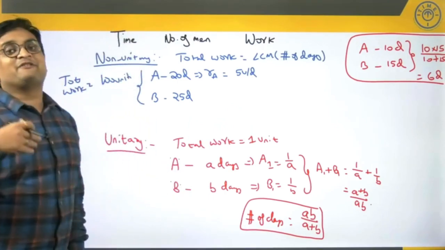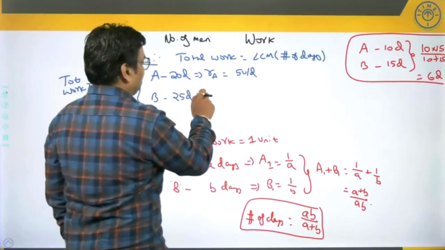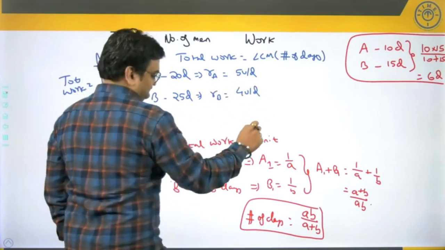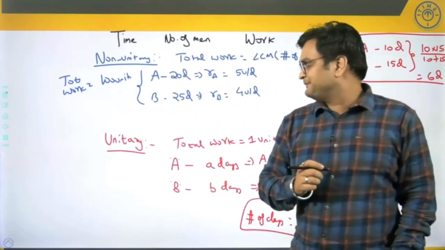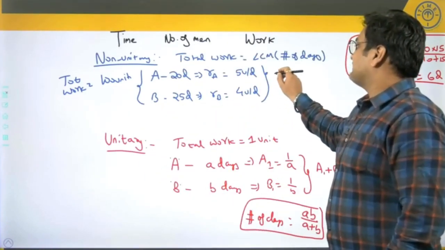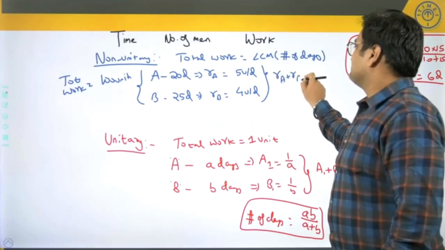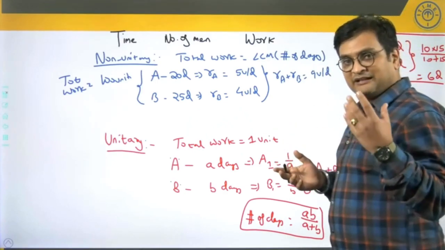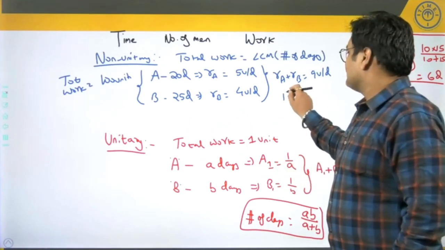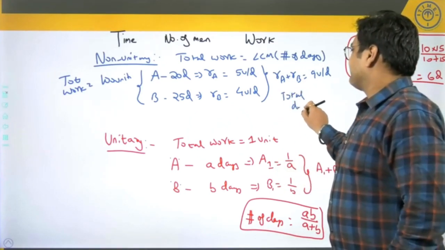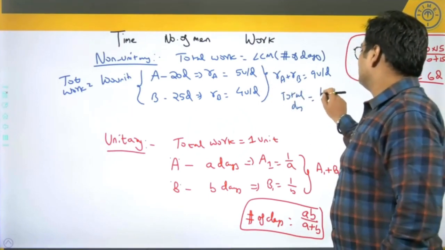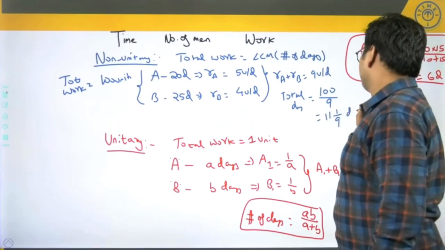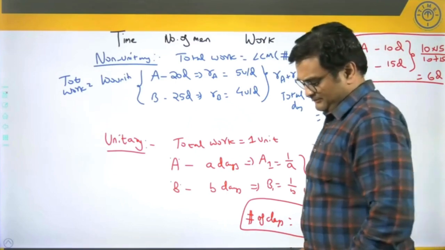So this rate is also called the efficiency of A, right? What is the efficiency of B or rate of B? 100 by 25, which is 4 units per day. Now if they are working together, their combined rate will be 9 units per day. So together they are able to complete 9 units of work every day. Thus can I say the total number of days will be, in this case, total work to be done by the combined rate, 100 by 9 days, which is nothing but 11 1 by 9 days.